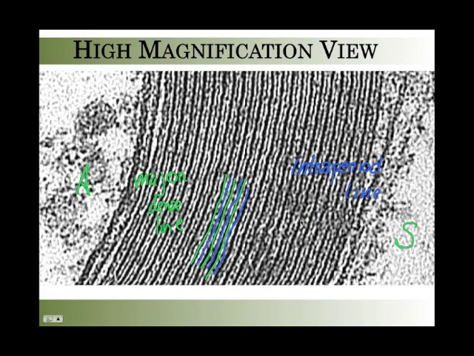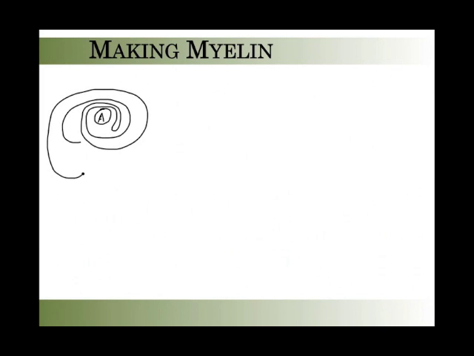So now our goal is to figure out how this comes about. So it's actually fairly straightforward, but requires a few steps to think about. So first thing we're going to do is draw our axon. And then we're going to draw our Schwann cell, which is in fact going to wrap a process around our axon. Something like this. So this is our Schwann cell, and this is our axon, and we see a process.